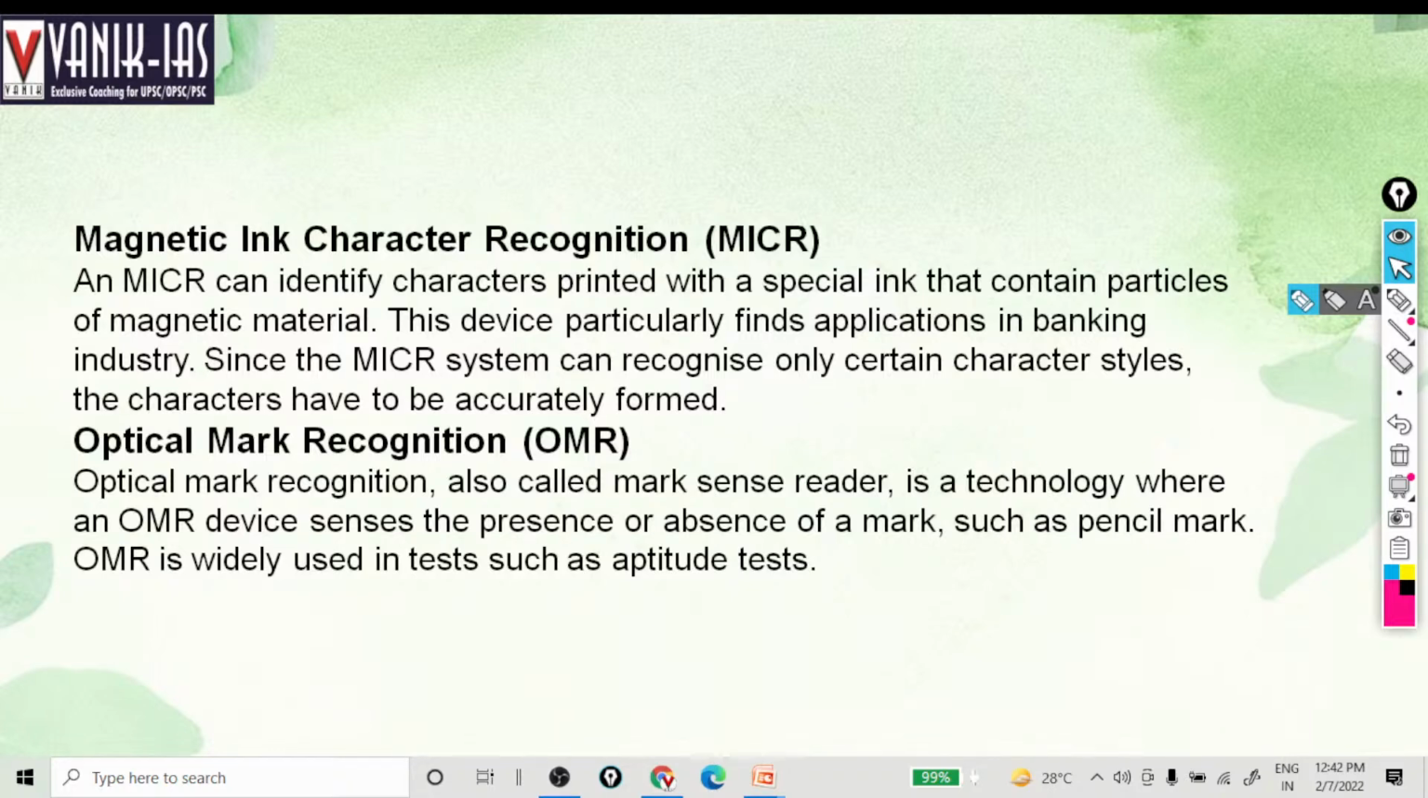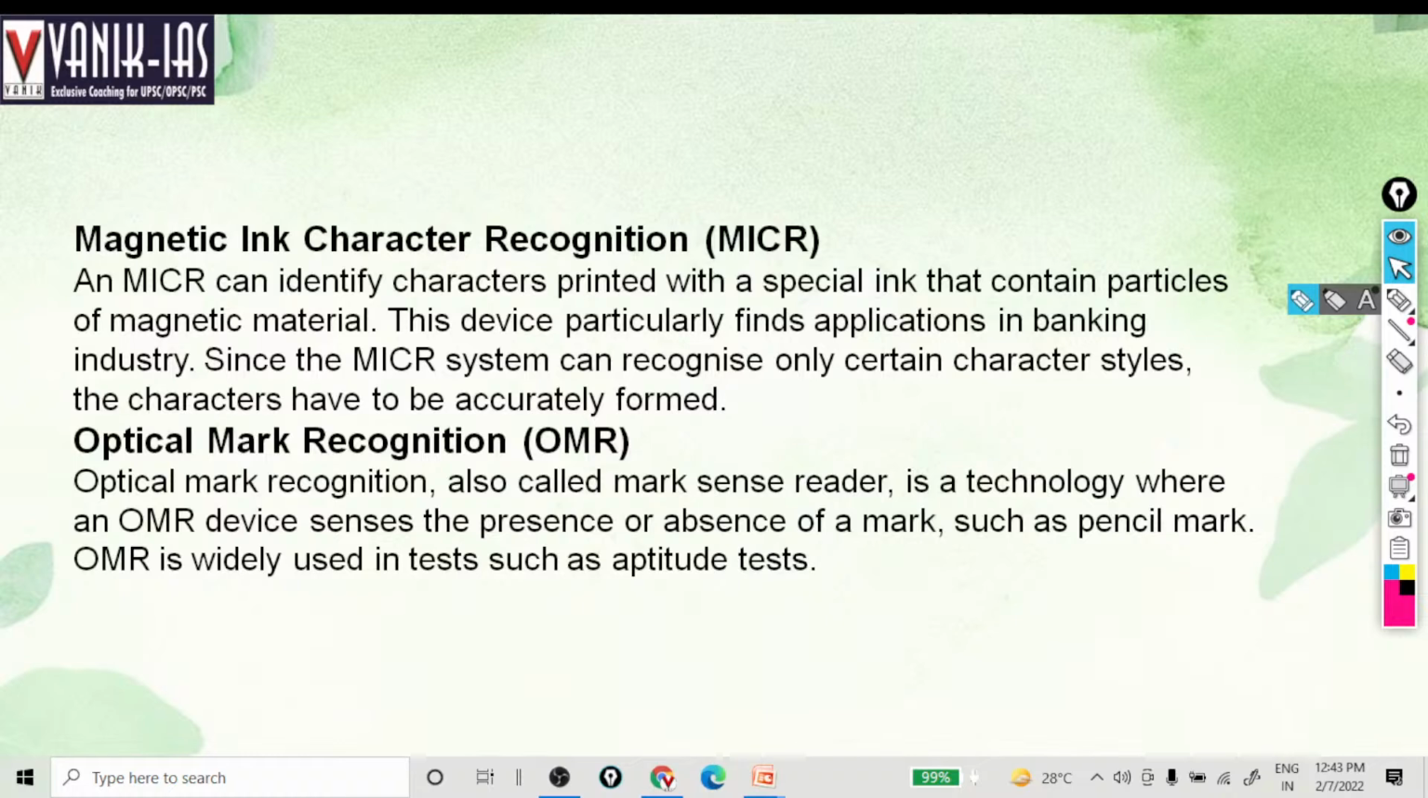Magnetic ink character recognition, MICR. The characters are printed in special ink that contains particles of magnetic material. This device particularly finds application in the banking industry. Since the MICR system can recognize only certain character styles, the characters must be accurately formed. Then optical mark recognition, OMR sheet.